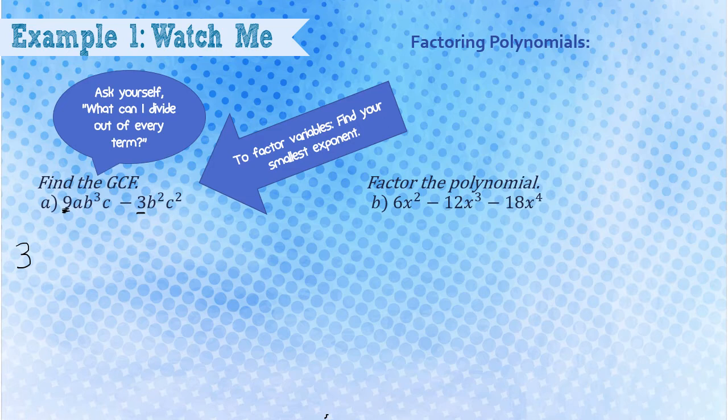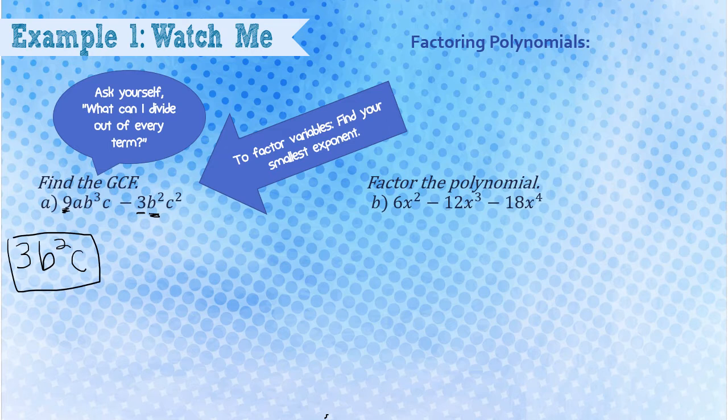If I look here, the second term doesn't have an a, so I can't factor out an a. I've got b cubed and I've got b squared. So I can factor out at most 2 b's because I can't take 3 b's from the second term. It doesn't have 3 b's to give. So that would be b squared. And then I've got a c and c squared, so the most c's I can take out is 1. This would be my GCF. Okay, so that's just me walking through line by line.